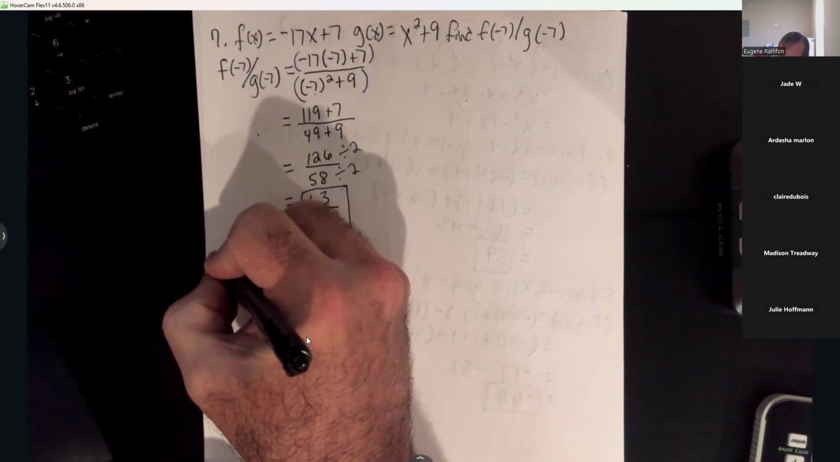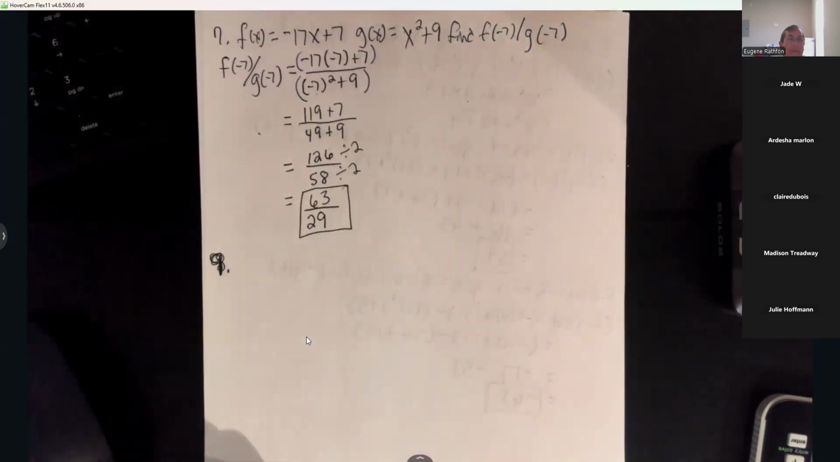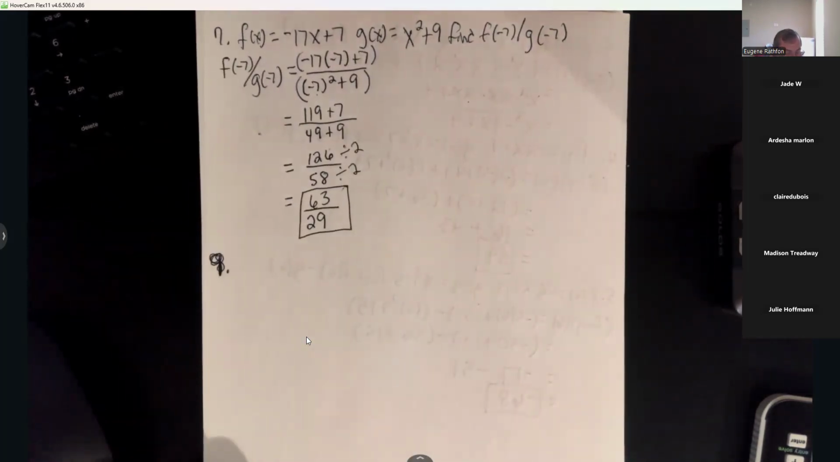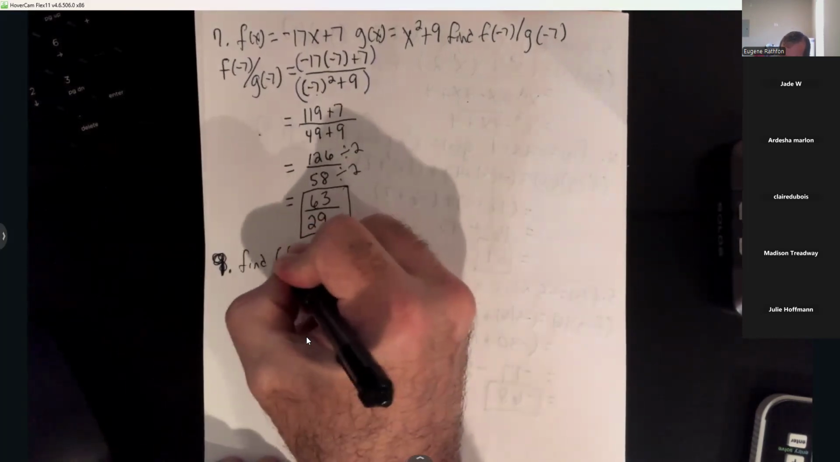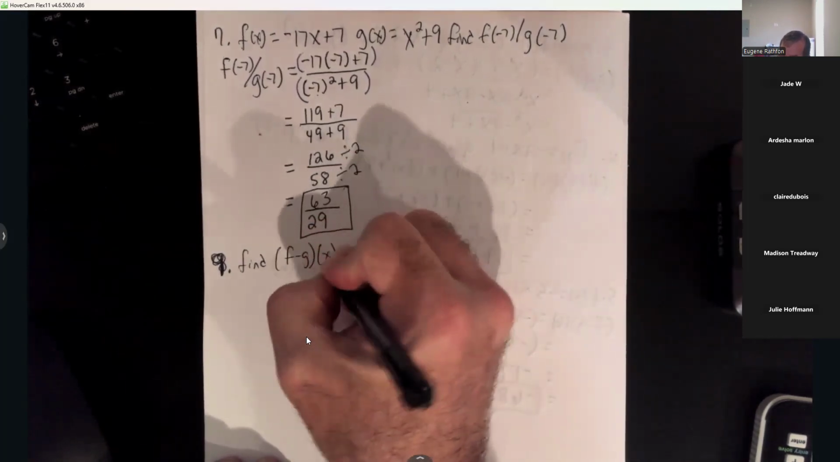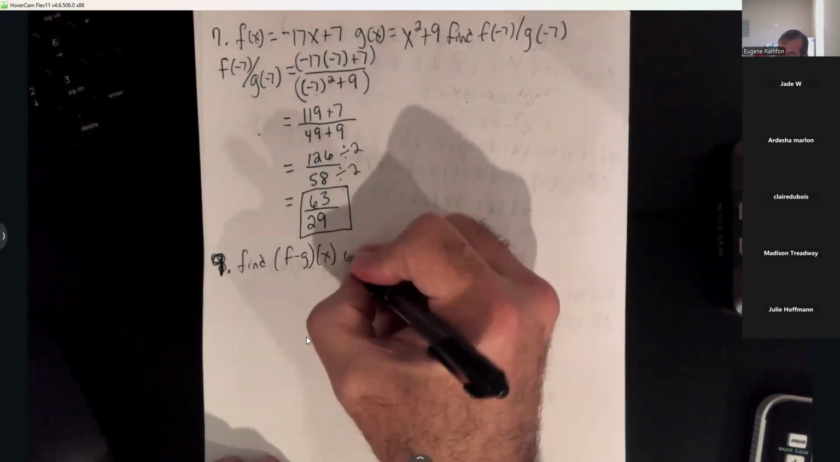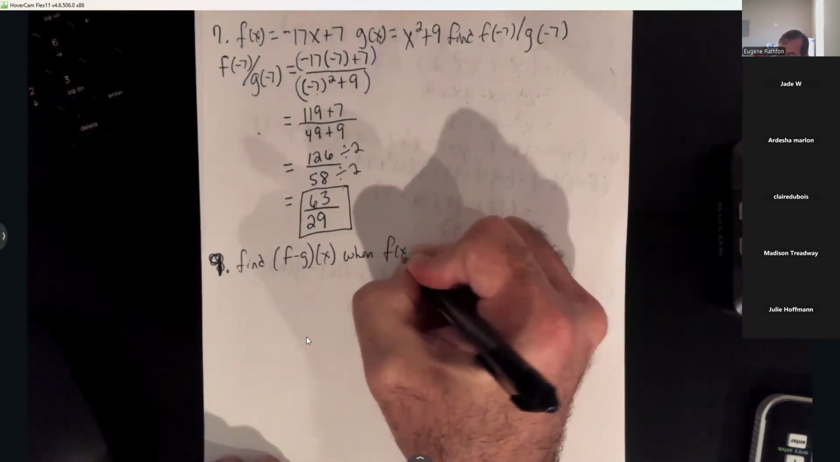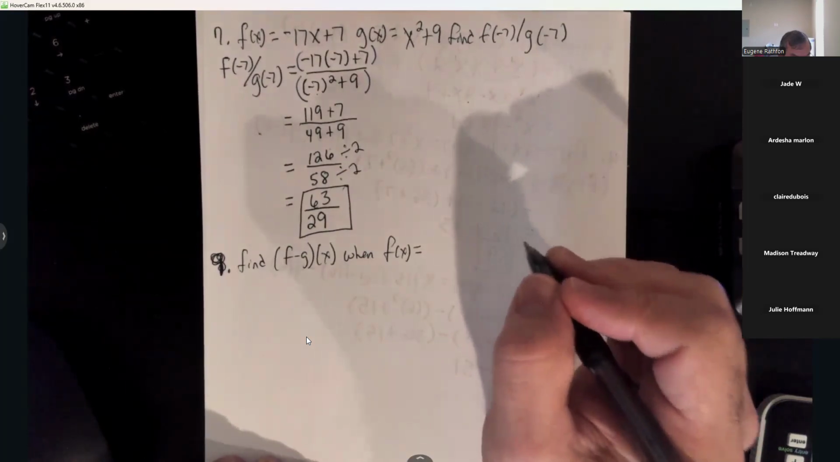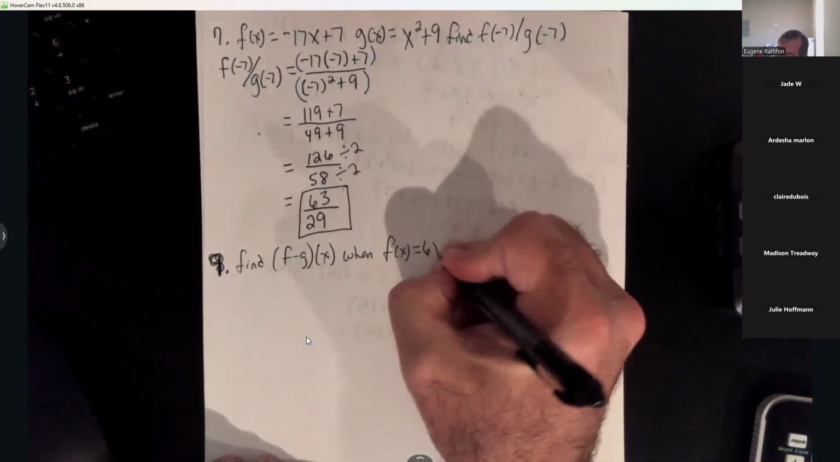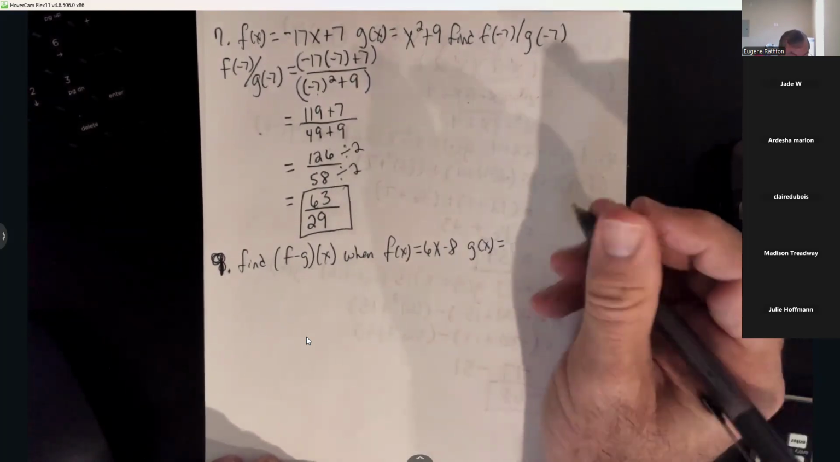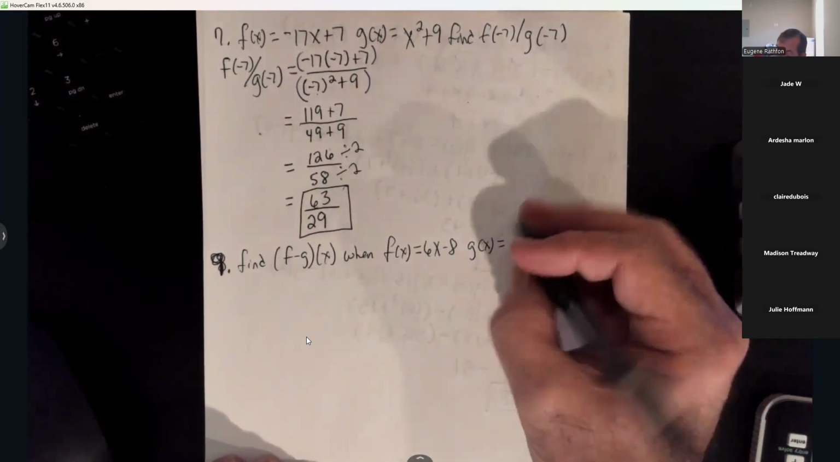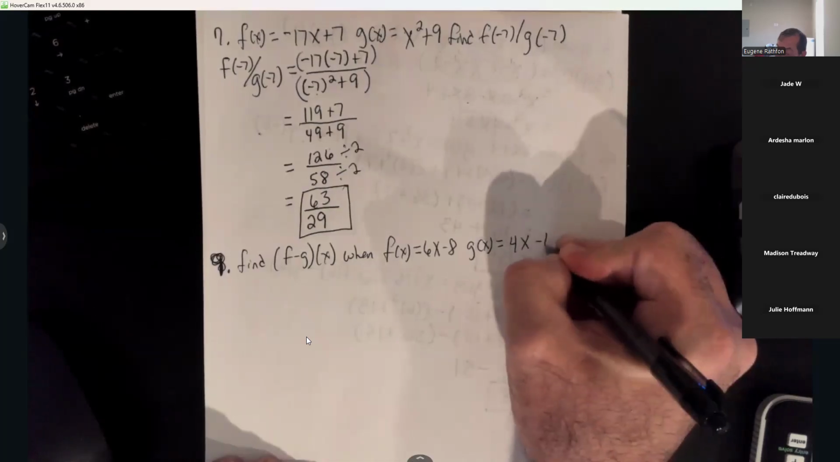Let me do number 9. Oh, so 8 was just adding. It's not bad. So number 9, they want me to find f minus g of x when f of x equals 6x minus 8 and g of x equals 4x minus 6.